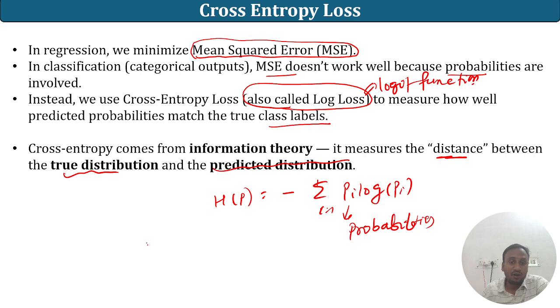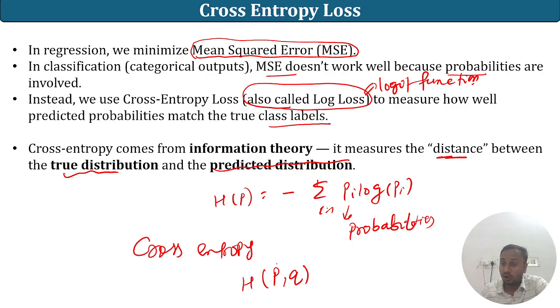And if you talk about the cross entropy, now H(P, Q). P is the true label, and Q is the alternate distribution we have. H(P, Q) is minus the summation of i equal to 1 to k of Pi log Qi. So this is all about what the cross entropy will say.